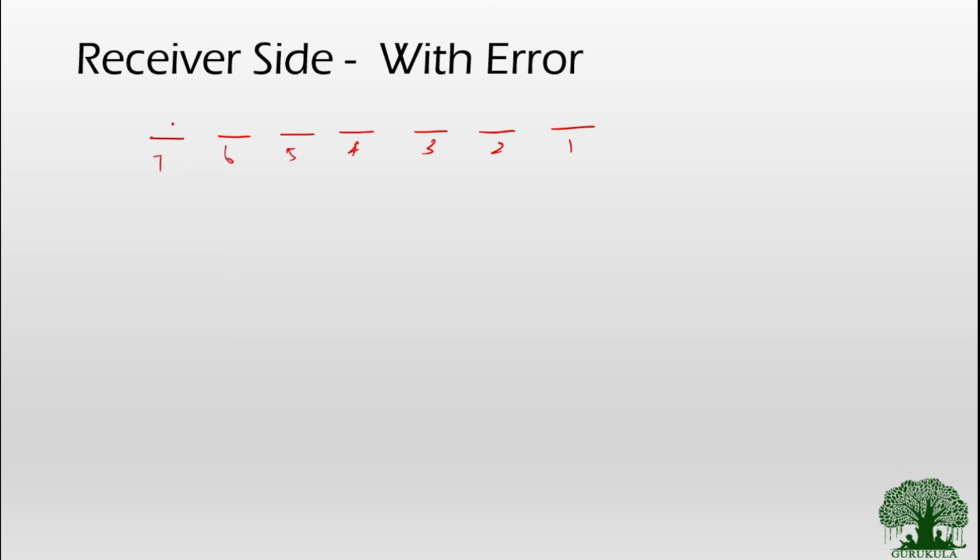So now the received value is with error. I will write 1, 1, 1, 0, 1, 1, 0. So this is the received value, and manually we know that the 5th position is in error. Now let us see how the algorithm identifies that the 5th position is in error.